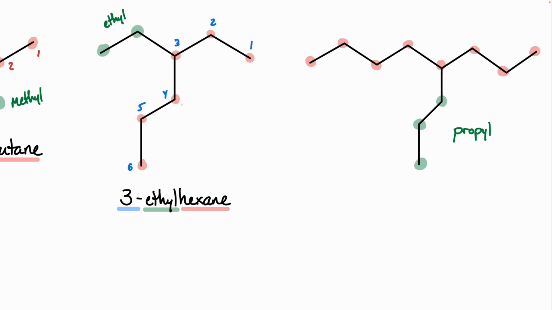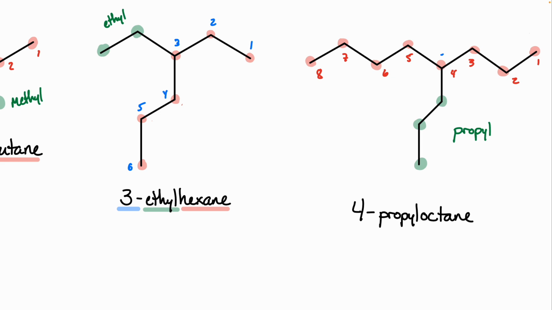Okay, if I number my parent chain, 1, 2, 3, 4, 5, 6, 7, 8, or go the other way, 1, 2, 3, 4, 5, 6, 7, 8. Which one do I want? The red. I want my propyl group on carbon 4, not carbon 5. So this would be 4-propyloctane.